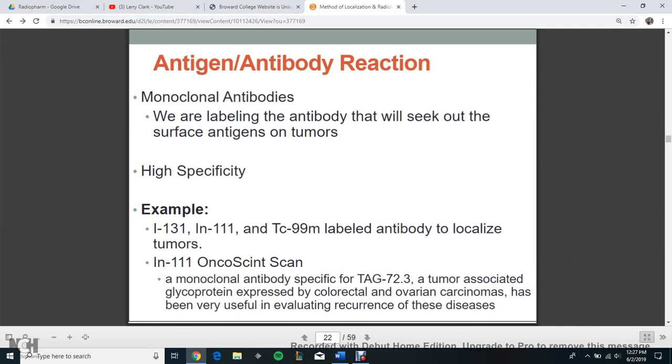High specificity. Examples: iodine-131, indium-111, and technetium-99m labeled antibody to localize tumors. Indium-111 OncoScan, a monoclonal antibody specific to TAG-72.3, a tumor-associated glycoprotein expressed by colorectal and ovarian carcinomas, has been very useful in evaluating recurrence of these diseases.